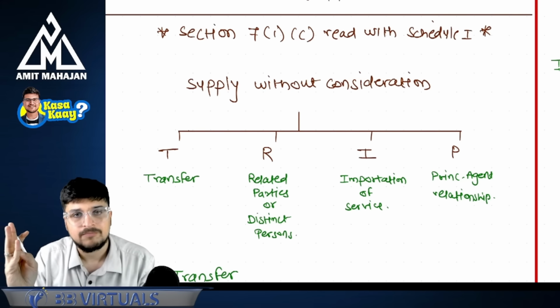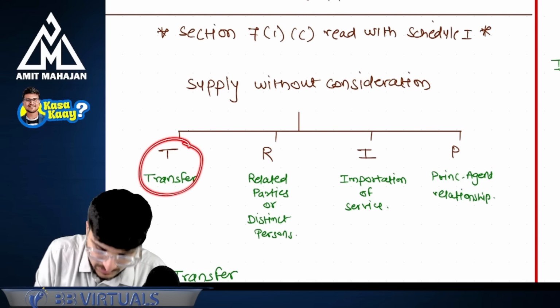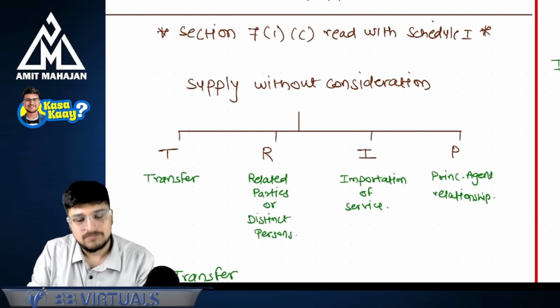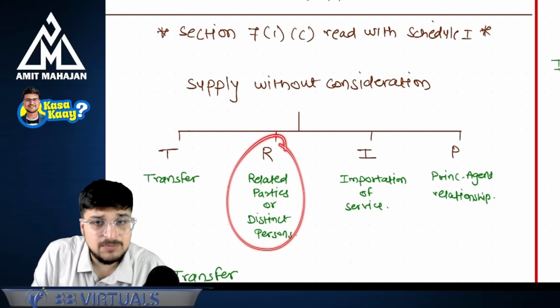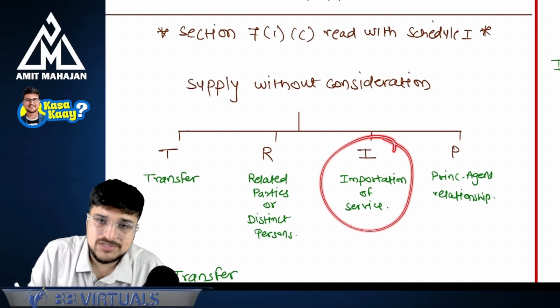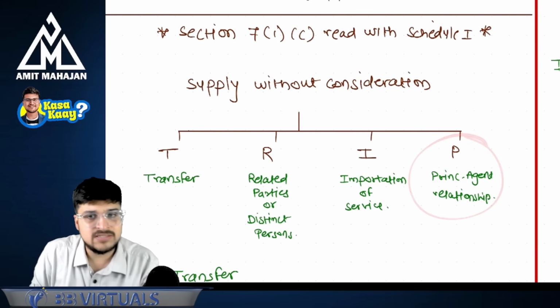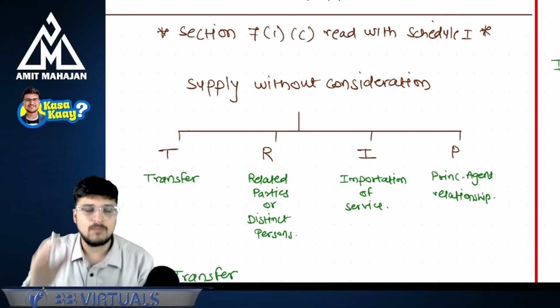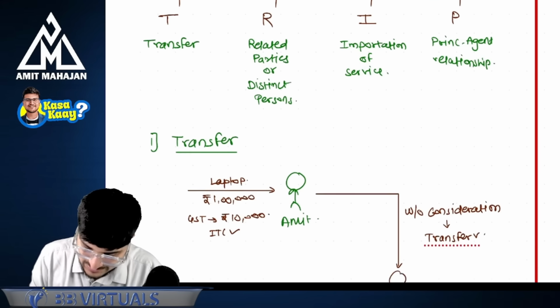TRIP. T means transfer, if you transfer without consideration. R is related parties or distinct persons. I is importation of service. And P is principal agent relationship. First, we will talk about transfer. We will take one simple example of transfer.